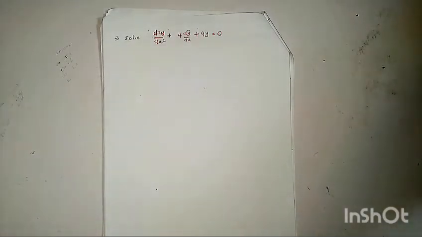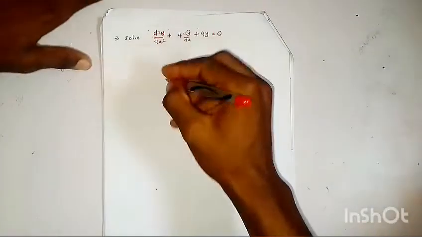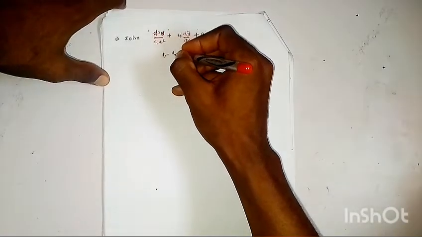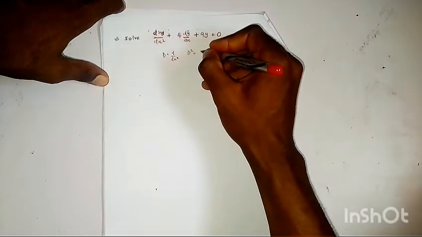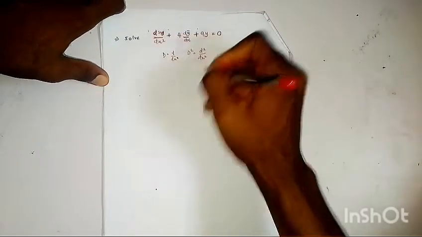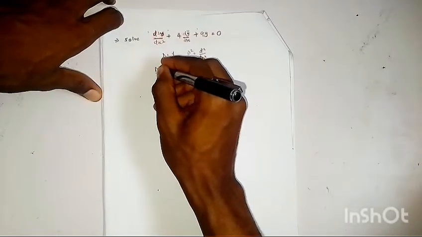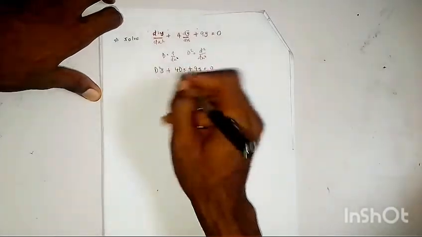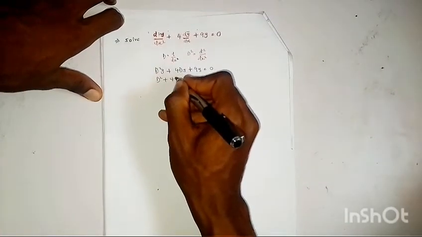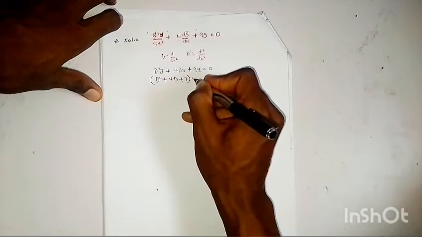Now this particular question, d squared y over dx squared plus 4 dy dx plus 9y equals 0. So let's solve. So solving this, we said my D is equal to d over dx, then my D squared is equal to d squared over dx squared, right? Then putting this in this equation, we have D squared y plus 4Dy plus 9y is equal to 0. Then factoring out y, I say open bracket D squared plus 4D plus 9 close bracket y is equal to 0.